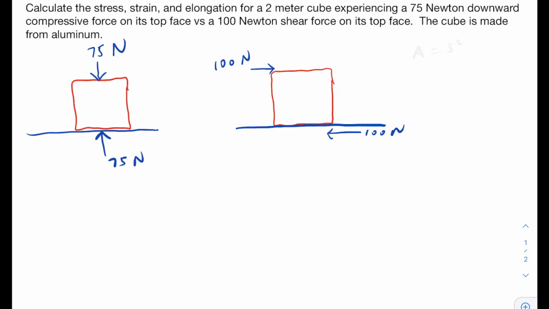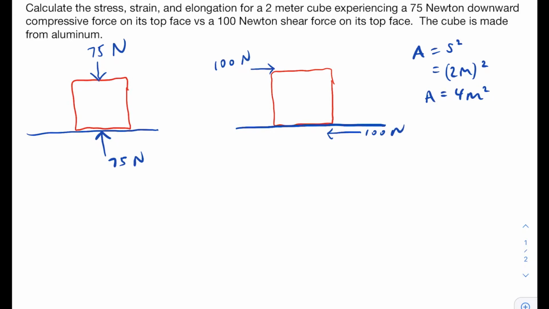Because we know that the formula for area of a square is just side squared, and we're told that the length of any side of this cube is 2 meters, we can square this value to determine that the area of each face is 4 meters squared. This area also represents the cross-sectional area of the cube.